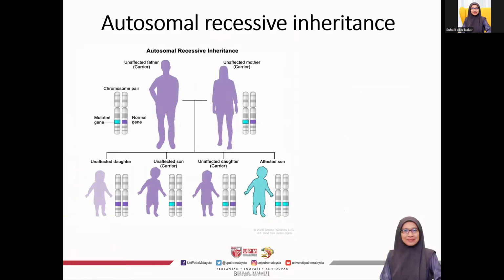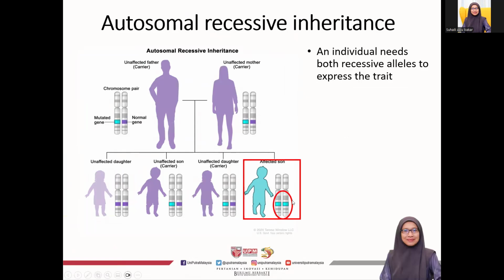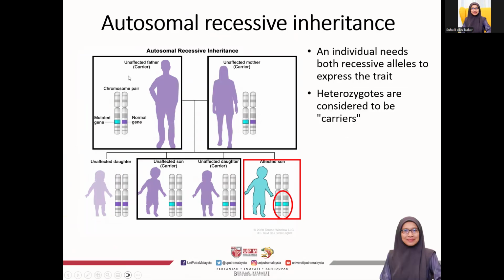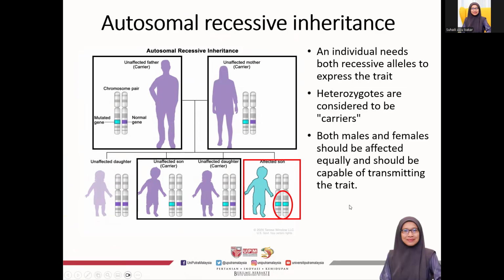And then moving to autosomal recessive inheritance. An individual needs both recessive alleles to express the trait. Heterozygous individuals, who carry only one mutated gene here and here, are considered carriers only. Both males and females are affected equally and are capable of transmitting the trait. Examples of diseases for this type of inheritance are cystic fibrosis, sickle cell anemia, and Tay-Sachs disease.